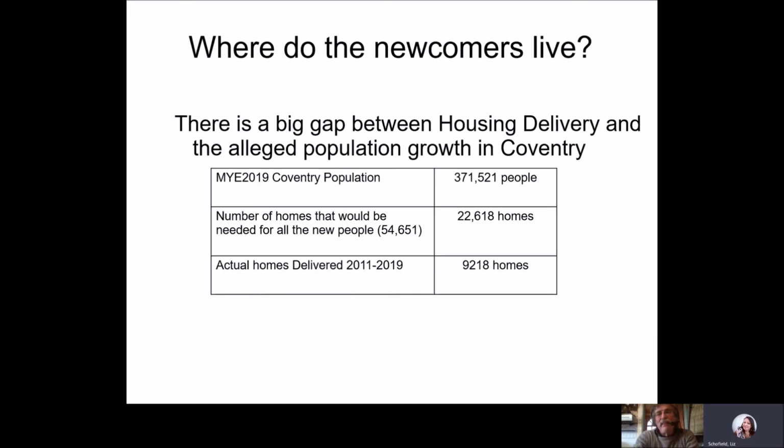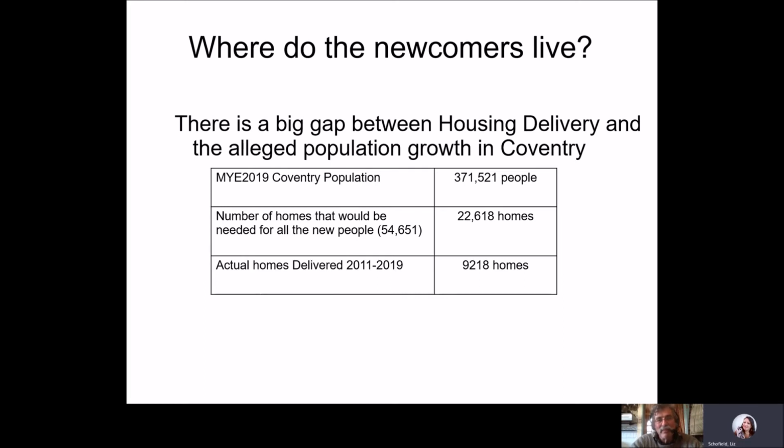And this is just another way of looking at the same issue, of going back to the question at the beginning: is this credible? So here we are, 2019 data, and saying, well, if all these people had come to Coventry, where are they living? And you look at the table below, and you see that ONS in their mid-year estimates are saying there are 371,521 people here now.